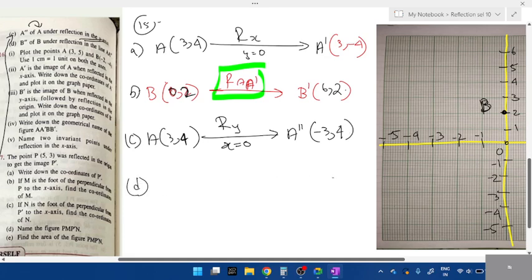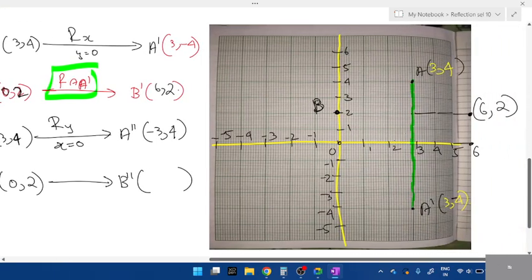Let me complete D. Later you can copy. Image B double dash. Where do I have to write it, students? On the right hand side, right? B double dash. B means the main B. What is the B value? 2. Under reflection in which line? A double dash. Can you see A double dash given? No, we didn't plot it, right?